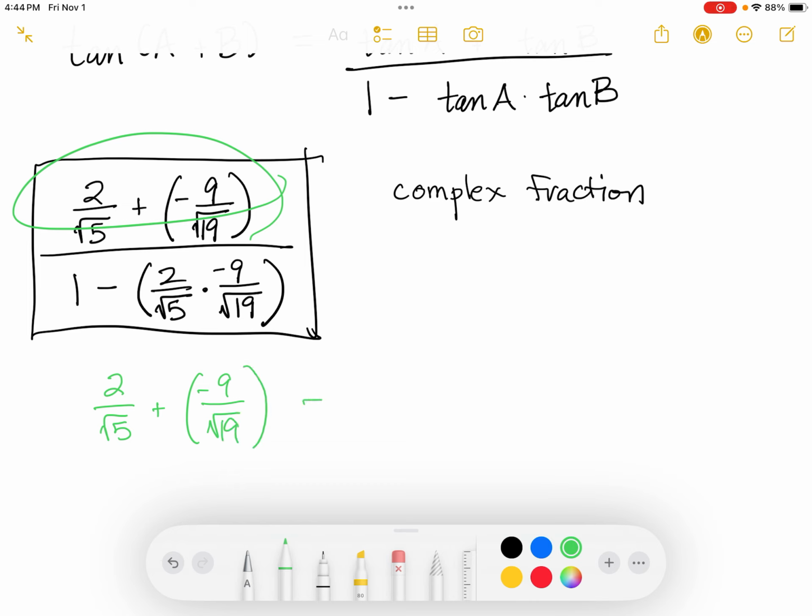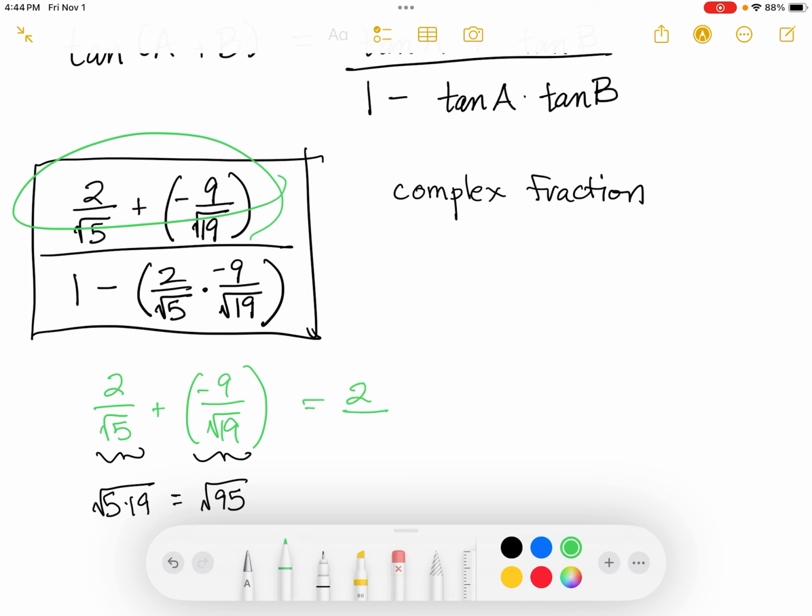And I need to find a common denominator. So here I have square root of 5 and square root of 19. So the only way to really find a common denominator here is to just use their product. So I'm just going to do the square root of 5 times 19, which is the square root of 95. So that's going to be my common denominator.